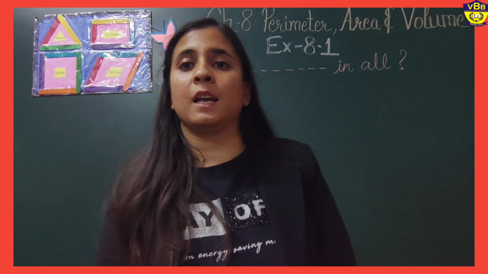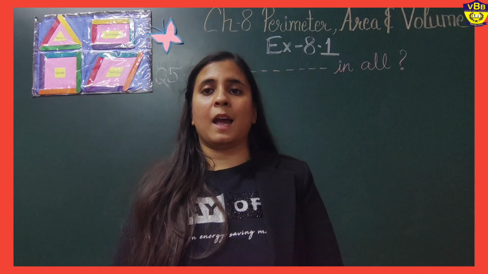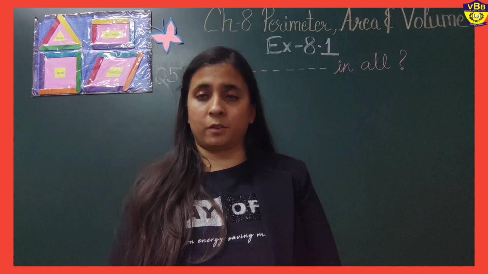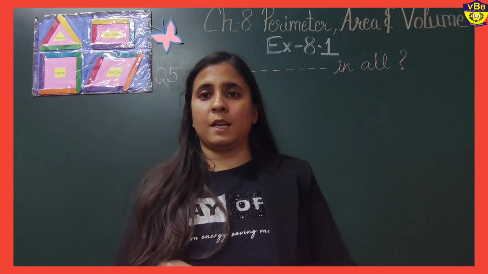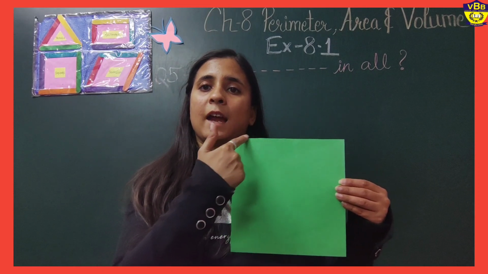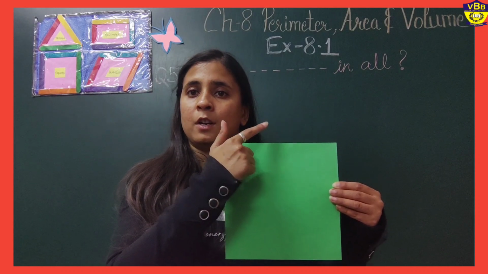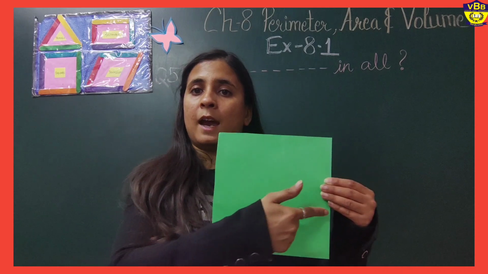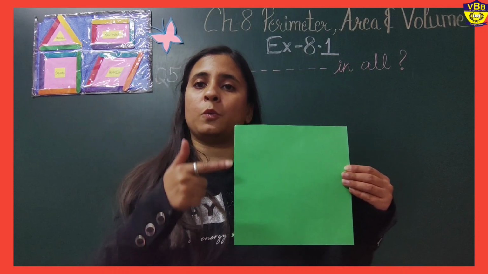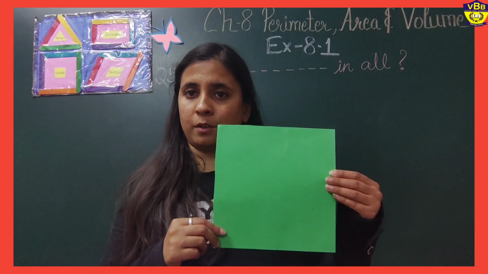It says that Raghav walks around a square park and the side of that square park is 72 meter. Okay, there is a square park. Suppose this is a square park and one side of this square park is 72 meter. So it has four sides and all the four sides are same in square. So this is 72 meter, this is 72 meter, this is 72 meter, this is 72 meter.